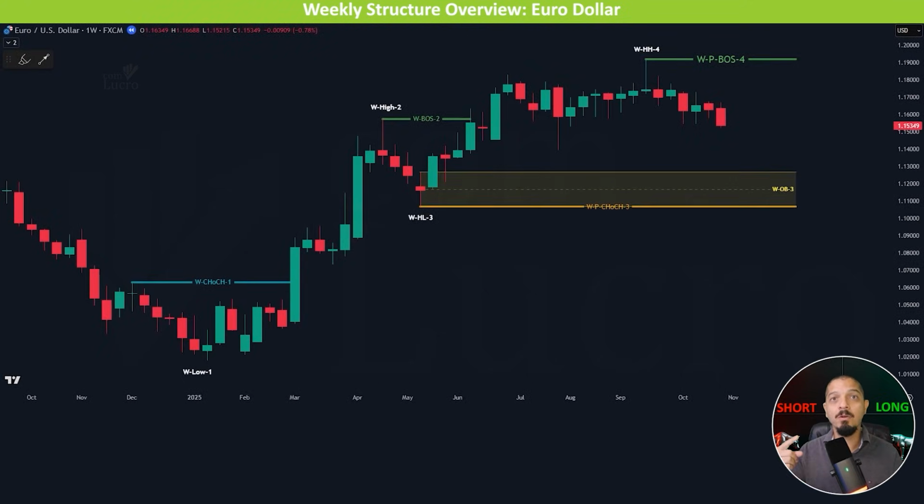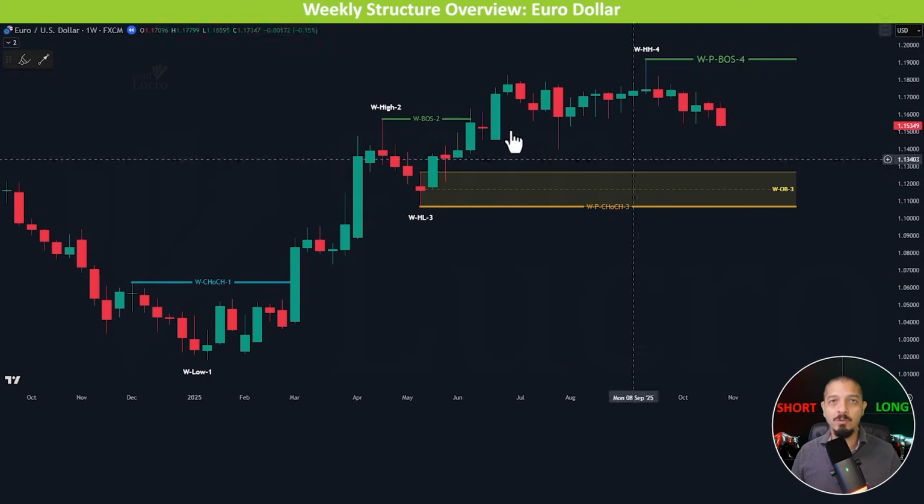Now we're going to start looking at the charts, and the pair we're analyzing in this study is the Euro-Dollar. Before we begin, keep in mind that every number I mention, such as weekly higher high number 4 or weekly higher low number 3, is simply a reference point to help you visualize the chart more easily. These numbers do not carry any meaning beyond guiding you through the structure shown on the screen.